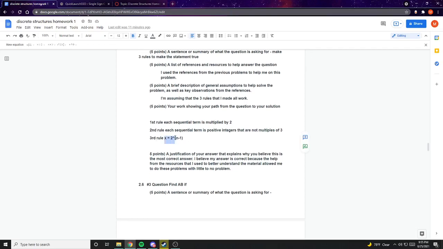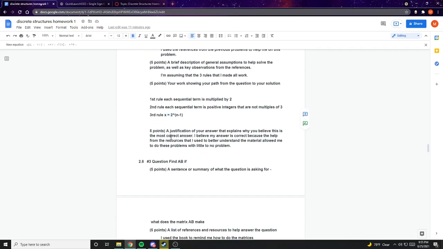And then x 2 to the power n minus 1 is another one. So I believe that these are correct because I already understood the material. It honestly wasn't that difficult for me. It was pretty easy to put stuff in sequential terms and everything, and I had little to no problem.